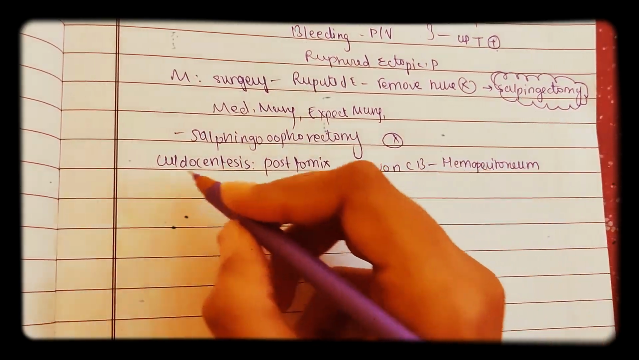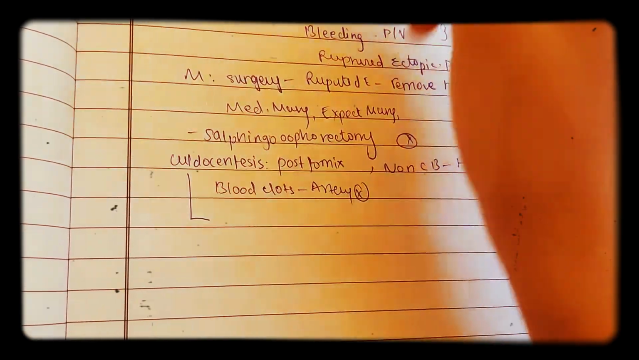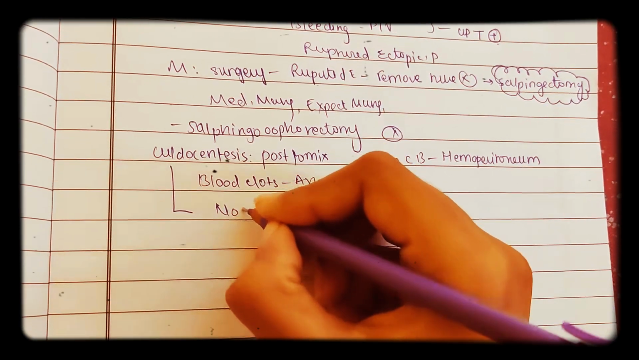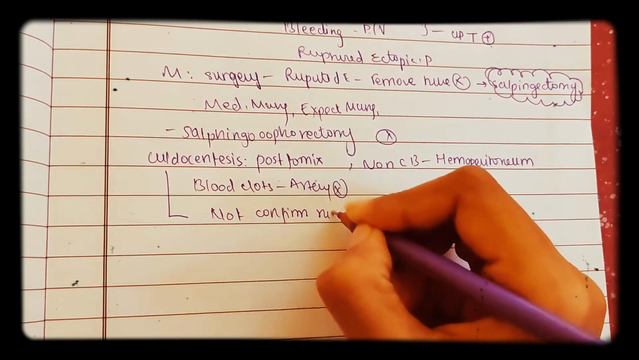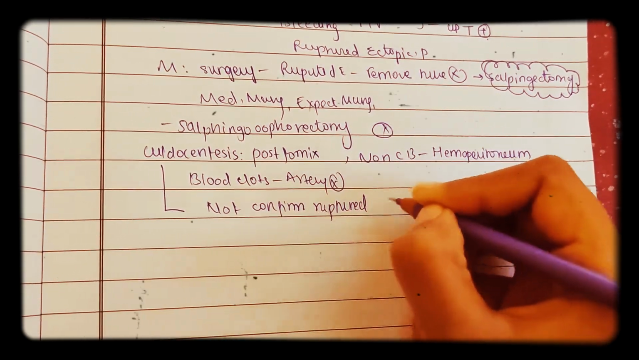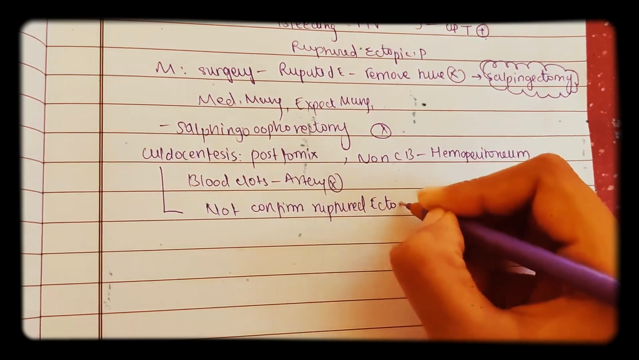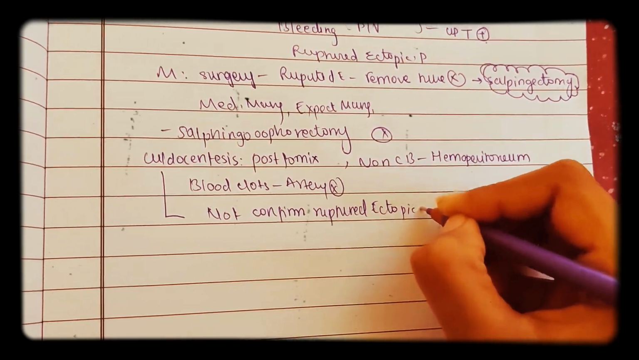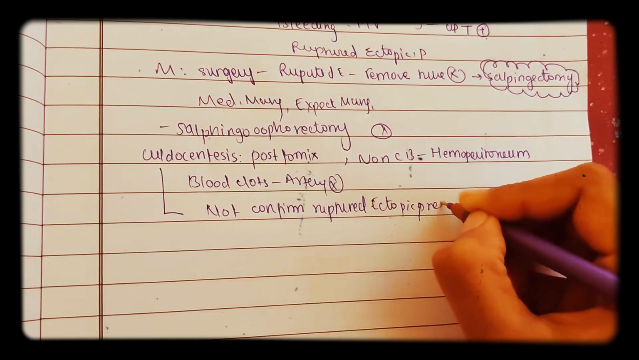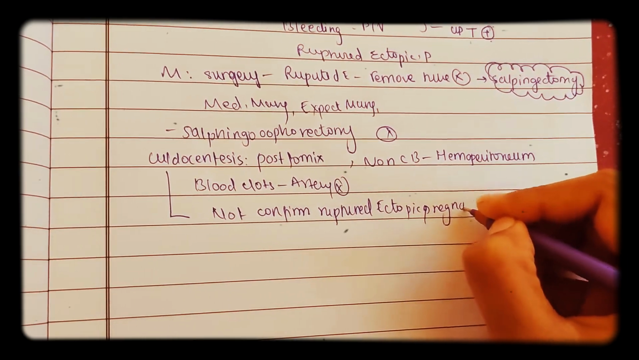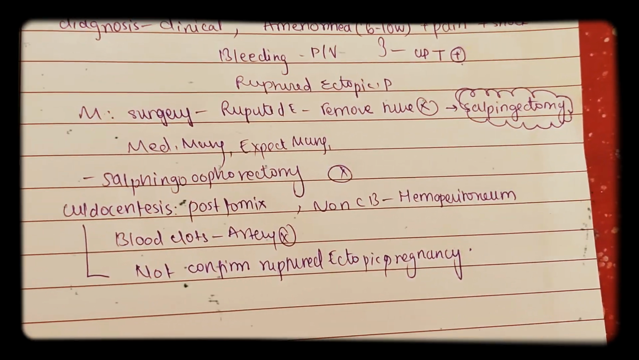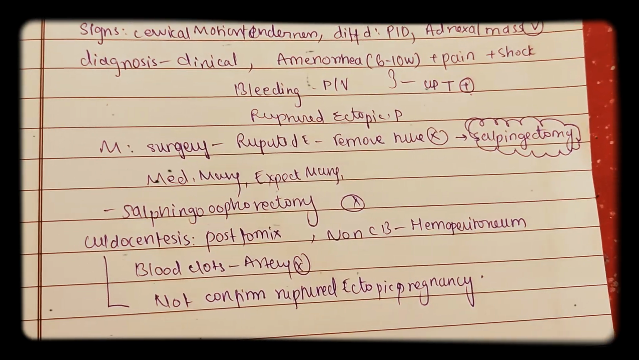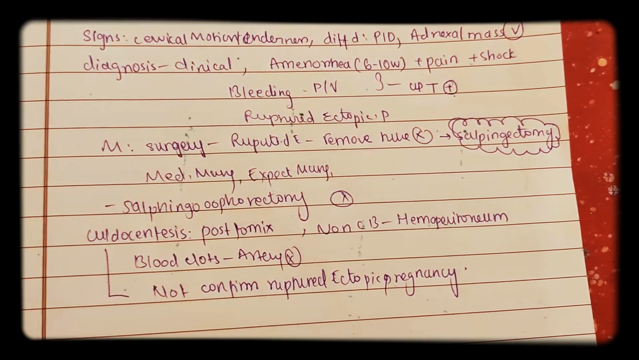But one more thing you need to remember, that culdocentesis will not confirm ruptured ectopic pregnancy. We are just doing this for our understanding that yes, there is presence of hemoperitoneum, but remember that it is not a criterion to confirm ruptured ectopic pregnancy. So by this we completed ruptured ectopic pregnancy.